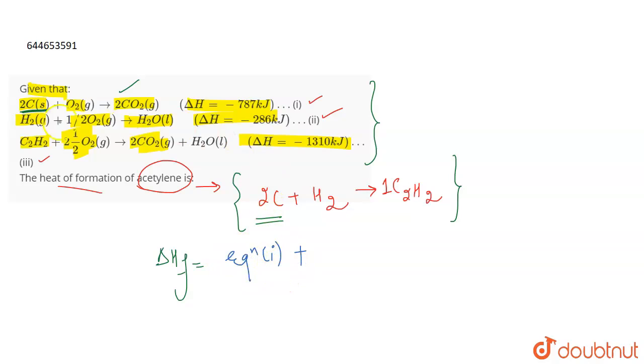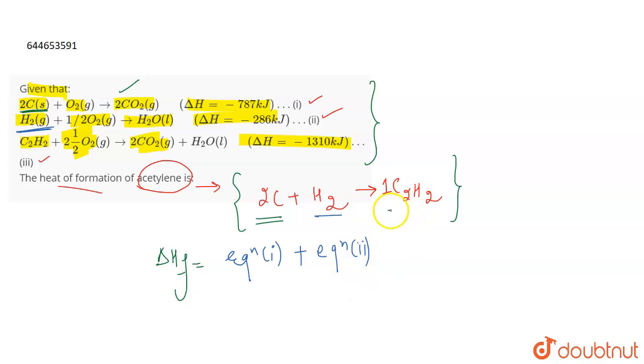Now if you look at H2, H2 is in the left hand side. If you look at the second reaction, H2 is in the left hand side, or you can say the reactant side, and also it is in the reactant side in the reaction that we are going to find out. Which means that you will add the value of equation 2.